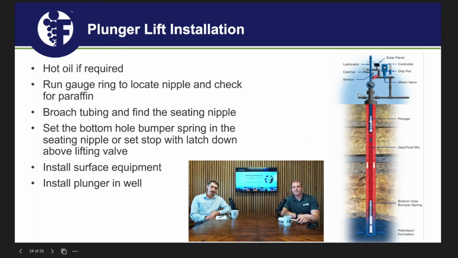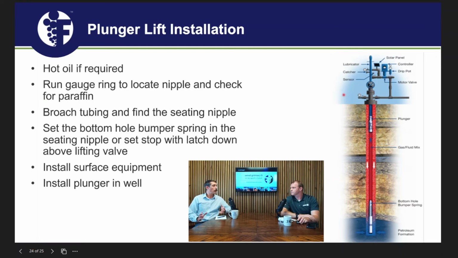And the operators invested all the money and time. Okay. So I like to suggest run a gauge ring first, then go in and set your bumper spring. If you need to hot oil, if you've got paraffin, do that obviously before, or cut the paraffin.